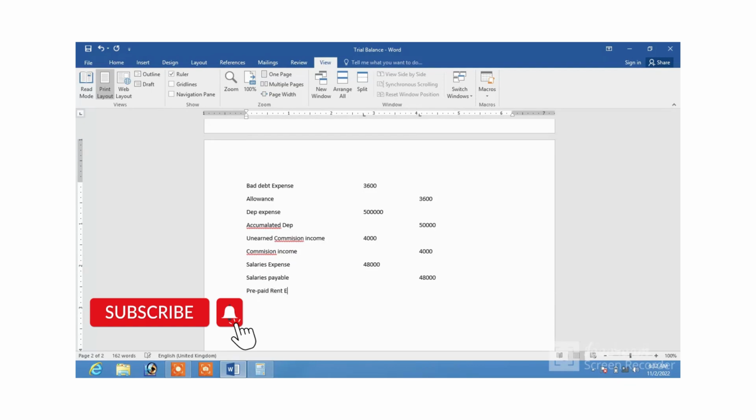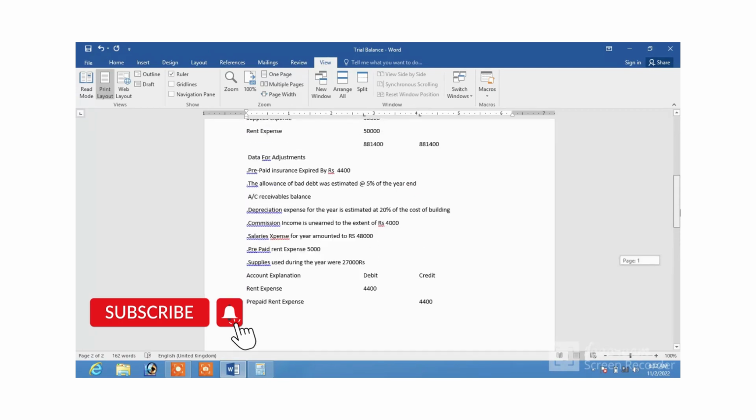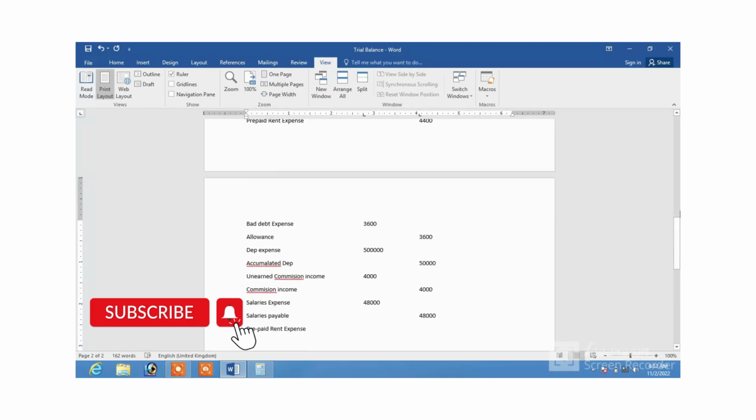Prepaid expense, let's go to prepaid rent. Rent expense, 5,000, prepaid rent. Expense is always debited. What would be credited? Prepaid rent would be credited, because now our prepayment is no more prepaid. It has been used, the time has passed, and we are going to make a new transaction. The old transaction has expired. So prepaid rent would be credited. Okay.